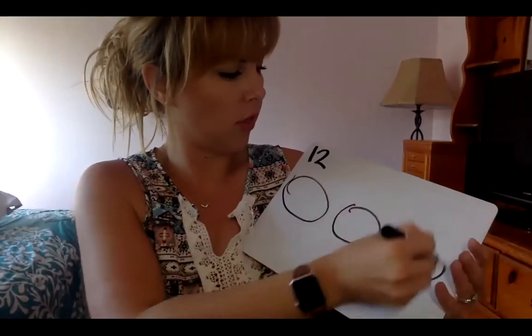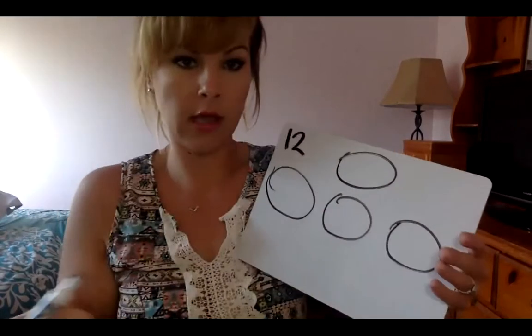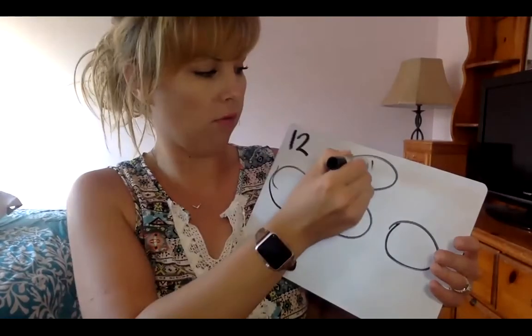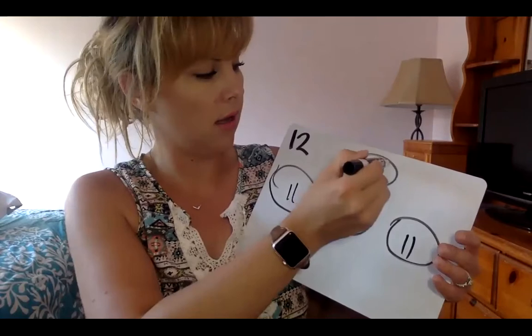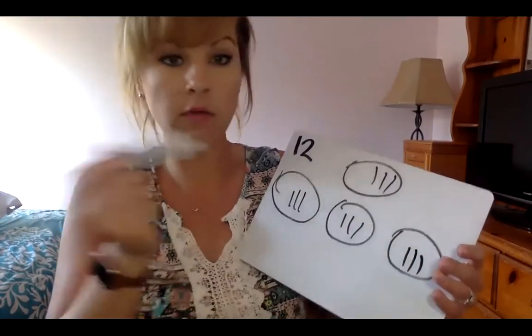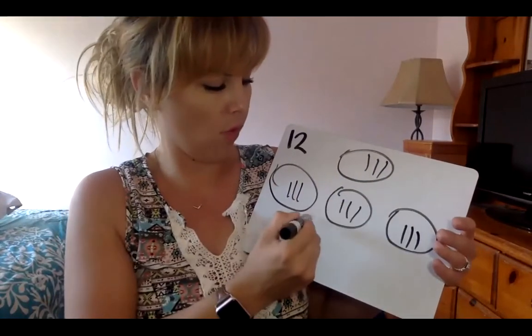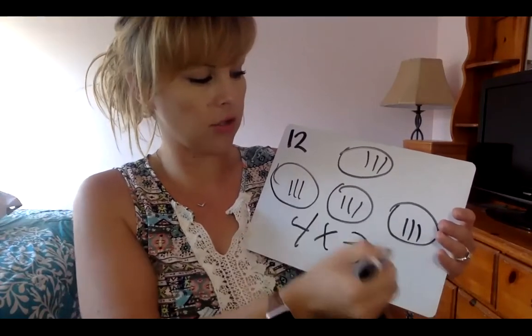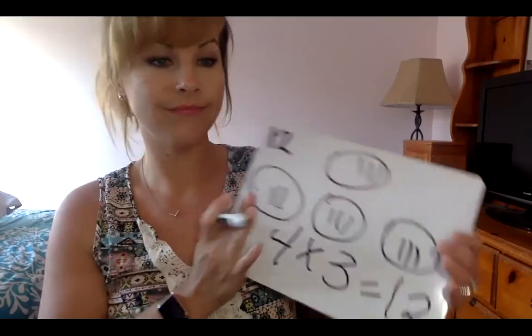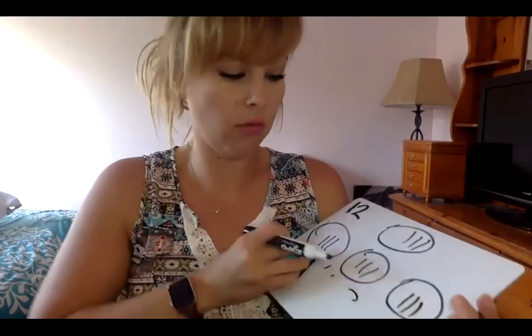1, 2, 3, 4. Okay? So I got to break it into 12. 1, 2, 3, 4, 5, 6, 7, 8, 9, 10, 11, 12. Stop there. I have 1, 2, 3, 4 groups of 3, and there's a total of 12. Okay? Now here's what I want to show you.